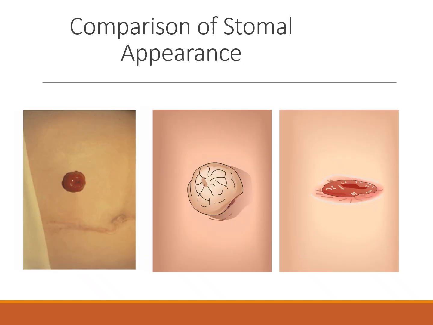In the first picture, you see a dark pink to red stoma that is moist. That's a normal-appearing stoma. The middle picture is of a pale stoma that may indicate anemia, and the oblong-looking stoma is one that has eroded skin around the area and may lead to a flush stoma, where it does not protrude above the skin.